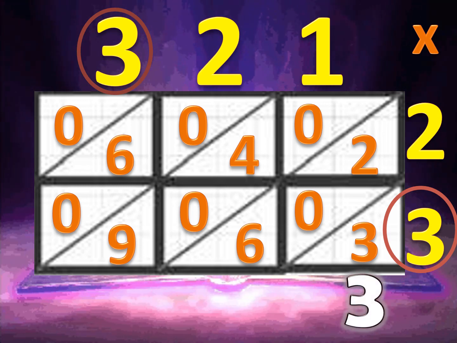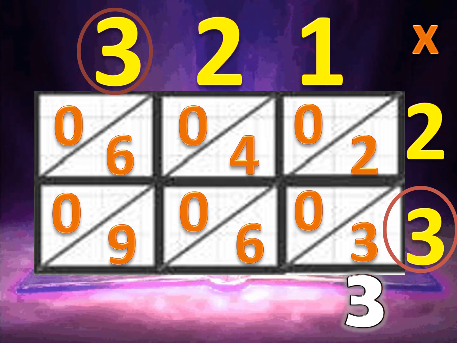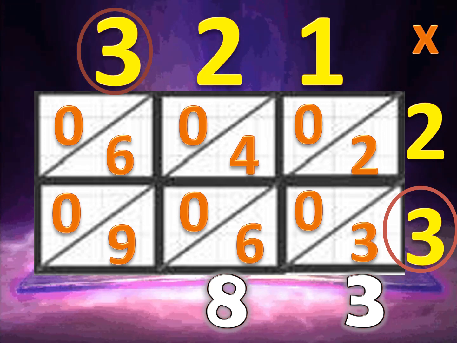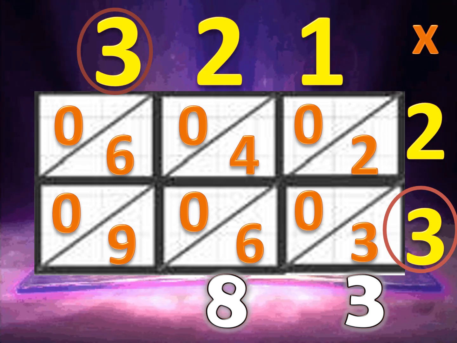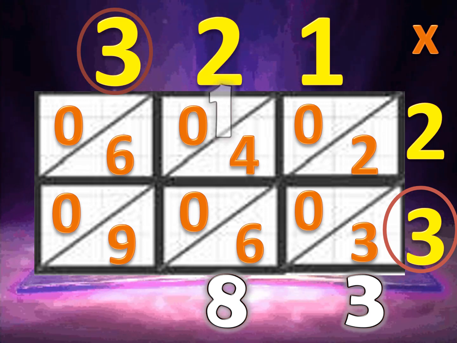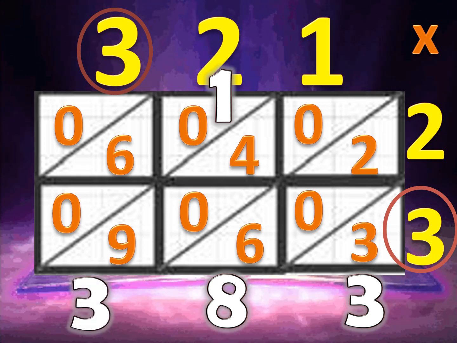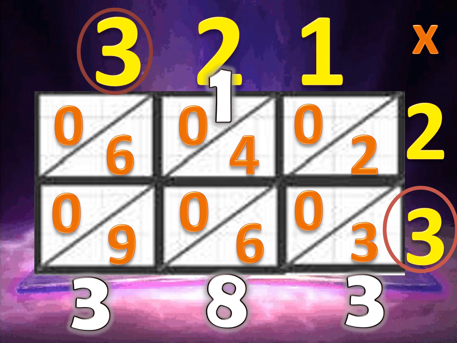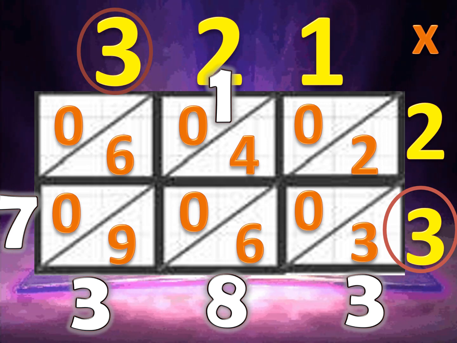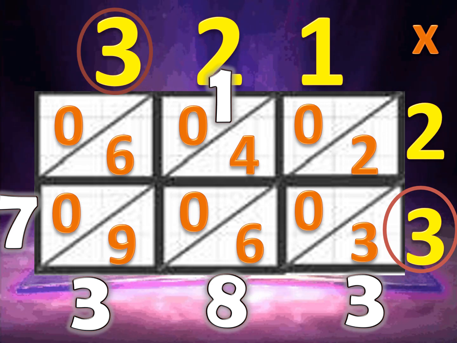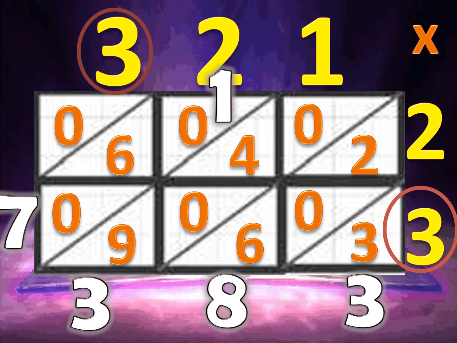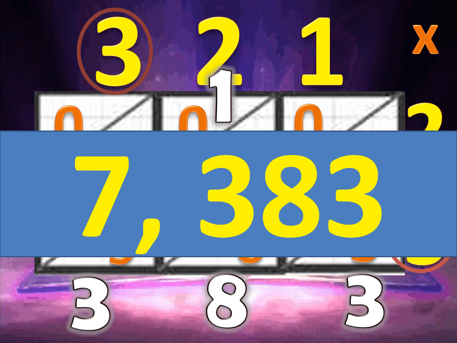So first, bring down 3. For the next diagonal is 2 plus 0 plus 6 is equal to 8. So write 8 below. For the next diagonal line, 0 plus 4 plus 0 plus 9 is equal to 13. So 13 is more than 10, so we need to regroup this one. So write 1 for the next diagonal line and 3 below. Now, 1 plus 0 plus 6 plus 0 is equal to 7. So write 7 below. The final product of 321 times 23 is 7,383. It can be read counterclockwise.